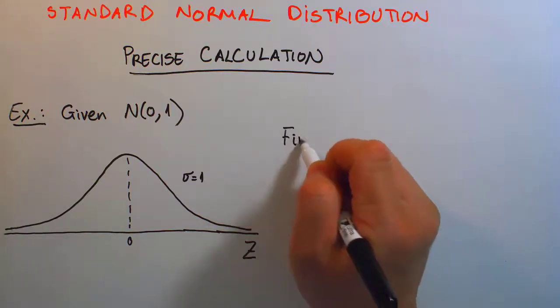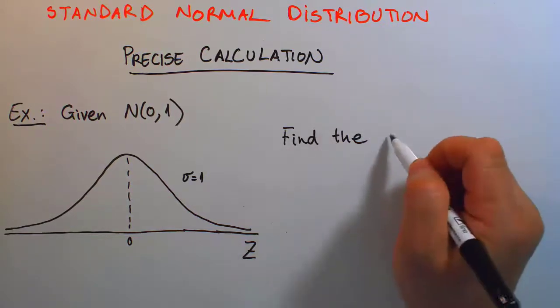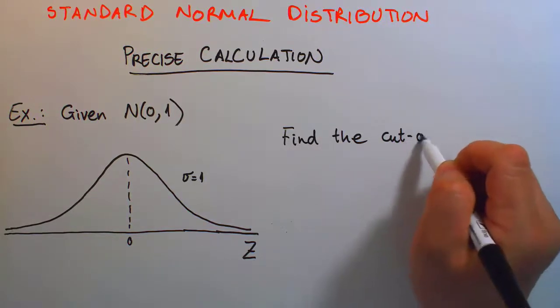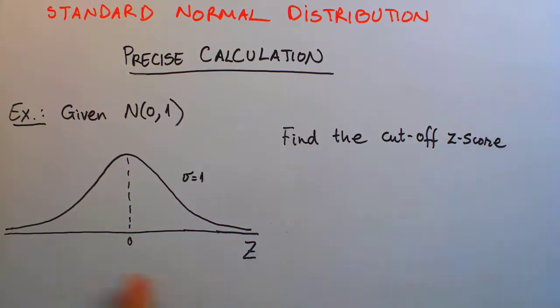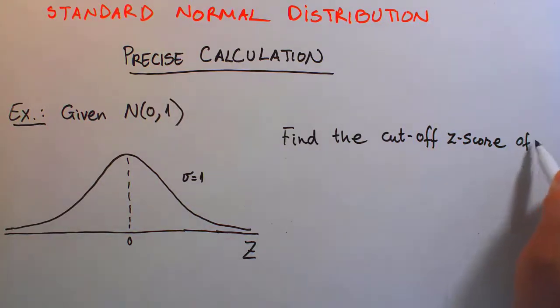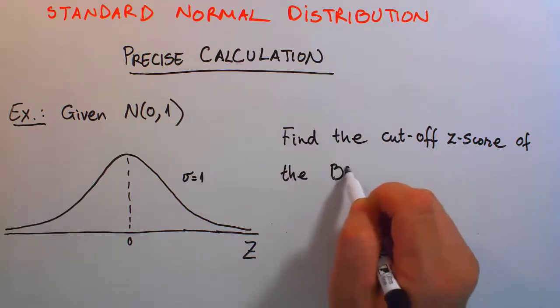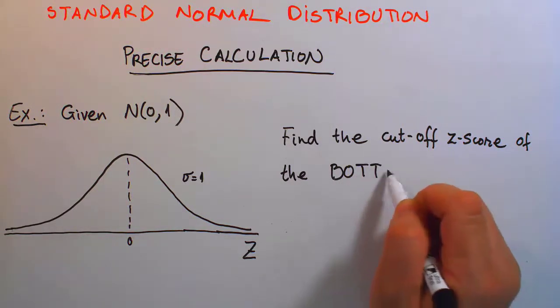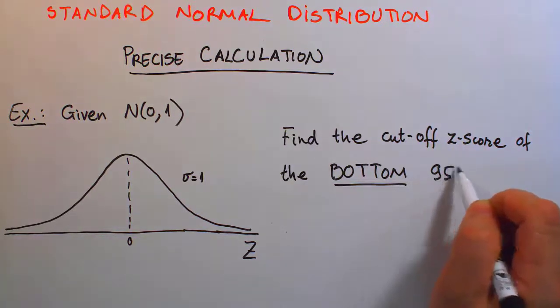I want to find the cutoff z-score, and because any value on this horizontal axis is a z-score, let's get straight to the point. Let's find the cutoff z-score of the, and I'm going to write it in capital letters, of the BOTTOM about 95%.